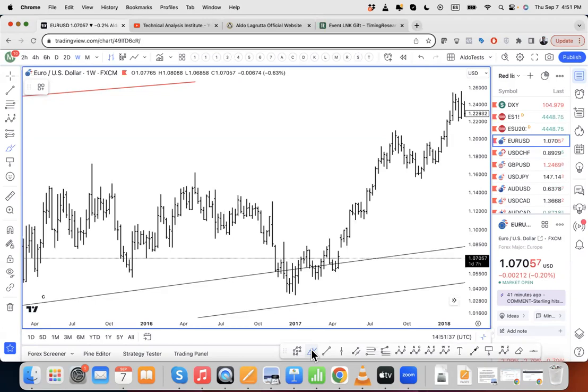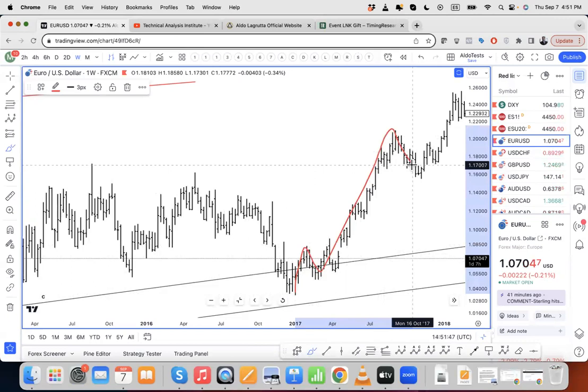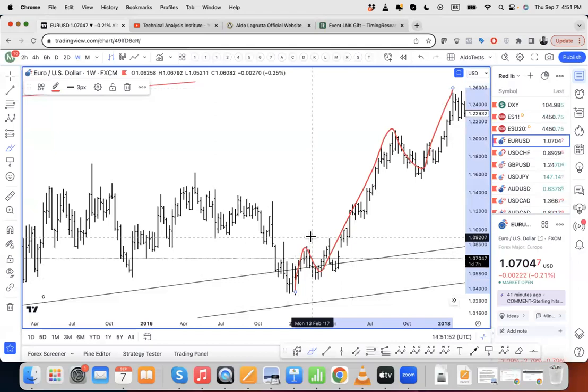So here, let's take a helicopter view. We're going to take this low to start our count. We see up, down, go into your helicopter and see up, down and up. And again, look at what we have. 1, 2, 3, 4, and 5.